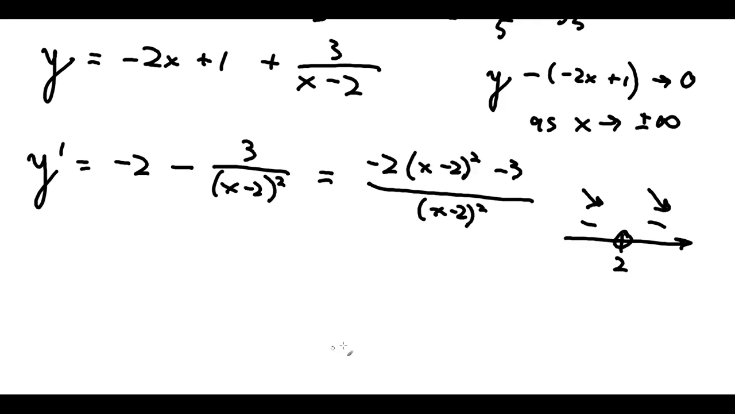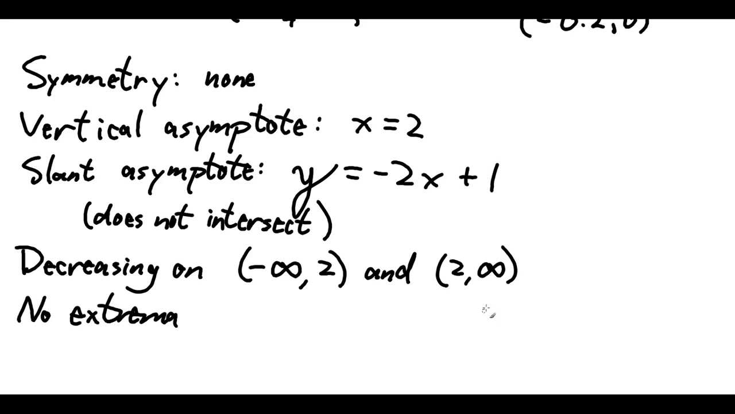Because the only place that could have been a critical point is where the function isn't even defined. There is no function there to be a maximum or minimum. To the left of 2, it's always decreasing. To the right of 2, it's always decreasing. There are no endpoints to include as possible extrema. So this function has no extrema.